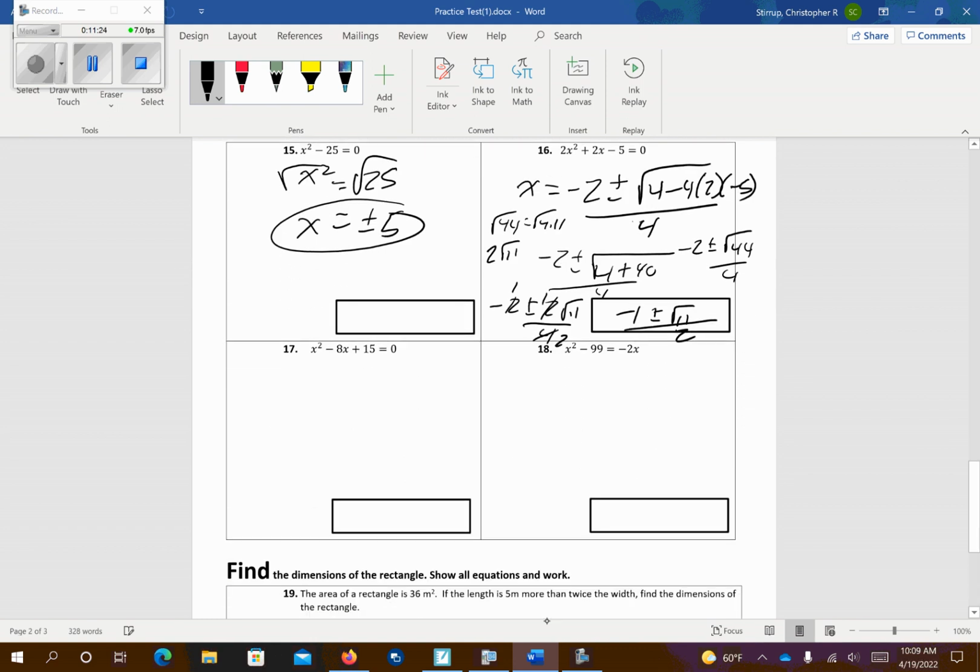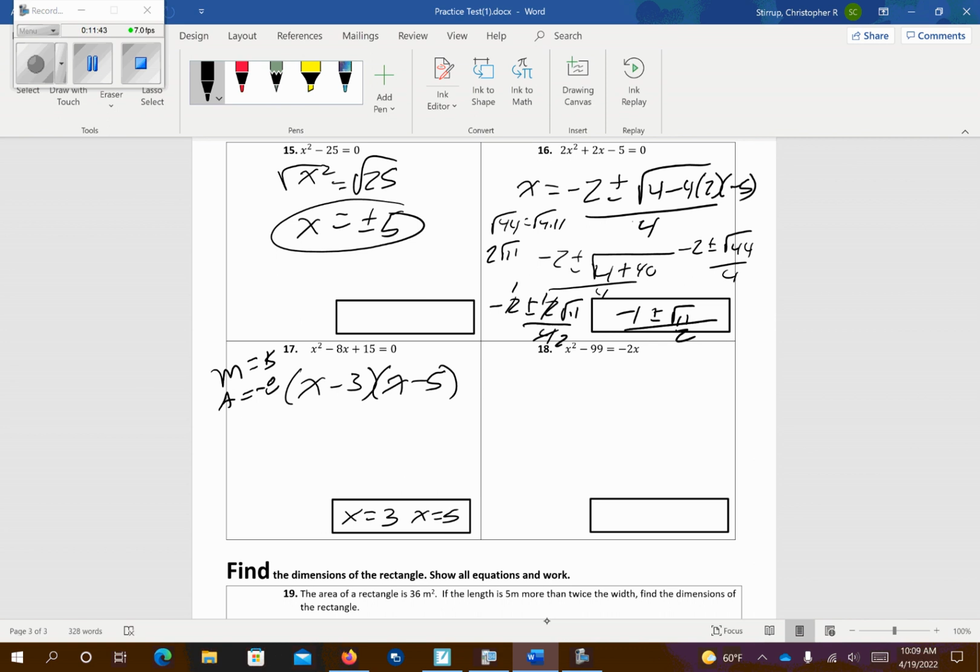Okay, number 17. We can factor this the quick way. Put two numbers that multiply to give me 15, add to give me negative 8. So I get negative 3 and negative 5. So x equals 3 and x equals 5 because you set those equal to 0.